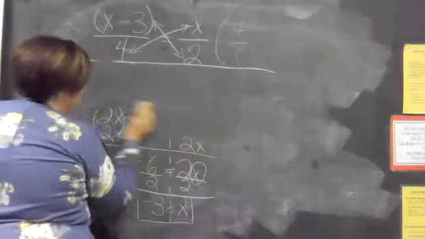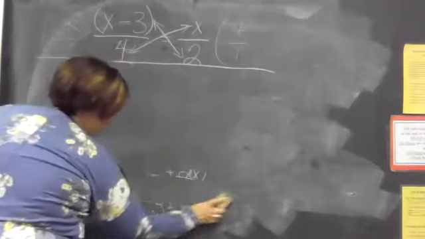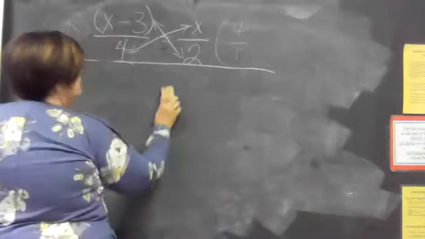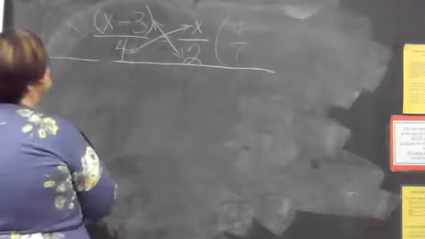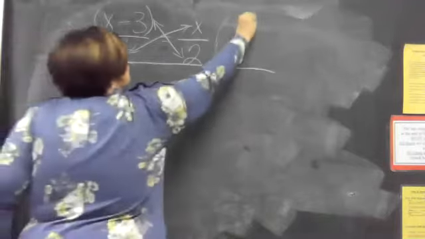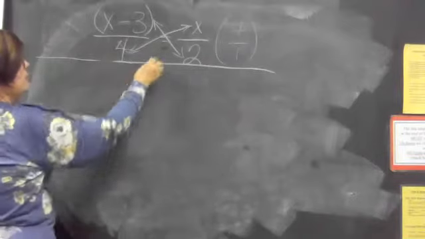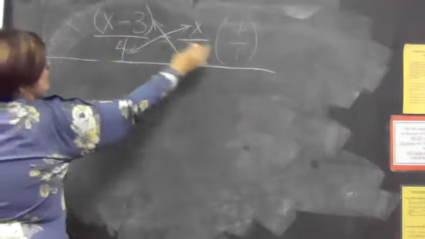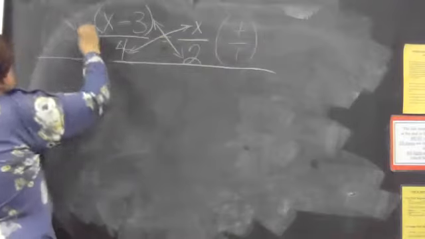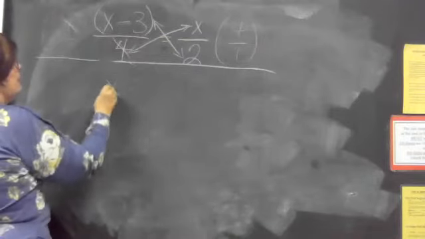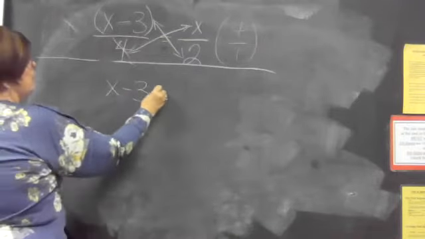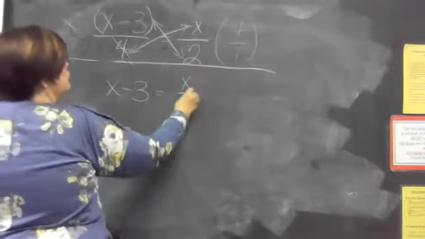Now I'm showing Sherry that her procedure was correct. Don't be confused here. So if you multiply by 4 because you wanted to get rid of this, then you did it correctly because it's equals. So you balanced your equation. This went away and then you had X minus 3, right? Yes. Equals X over 2.